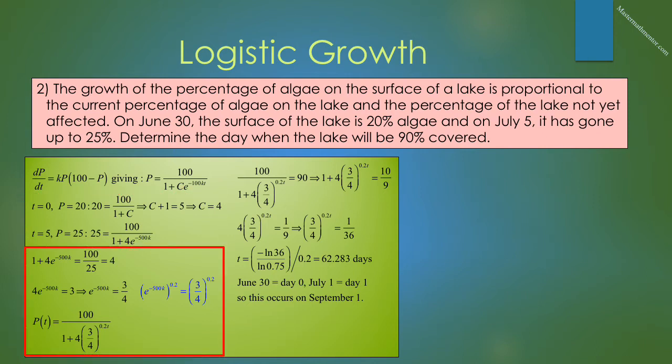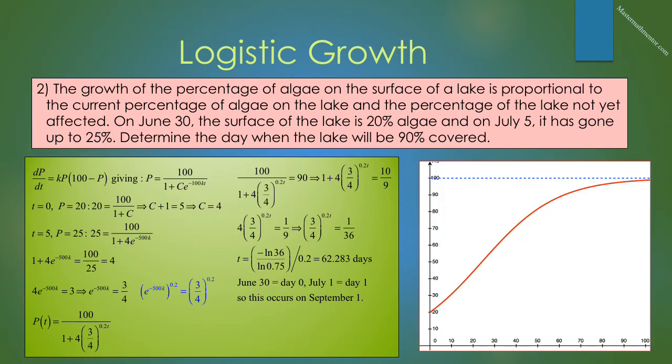That gives 1 plus 4e to the negative 500k is equal to 100 over 25, which is 4. That gives 4e to the negative 500k equals 3, and e to the negative 500k is equal to 3/4. Unfortunately, our original equation has an e to the negative 100k, not e to the negative 500k. So we raise it to the 0.2 power, and therefore we get P of t is equal to 100 over 1 plus 4 times (3/4) raised to the 0.2t.